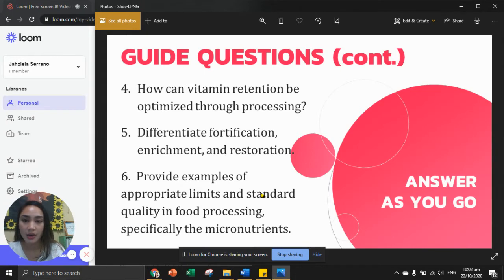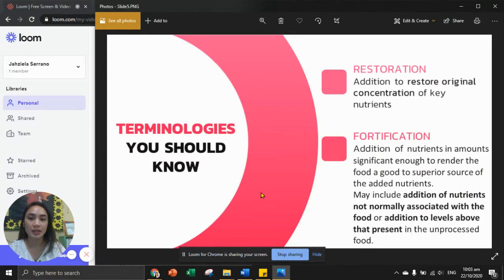Number 4 is how can vitamin retention be optimized? Number 5, differentiate fortification, enrichment, and restoration. 6 is provide examples of appropriate limits and standard quality in food processing, specifically micronutrients. So these are the terminologies that you should know.